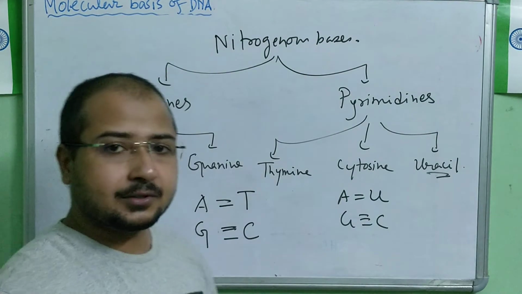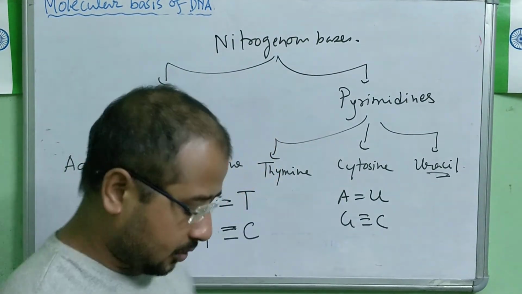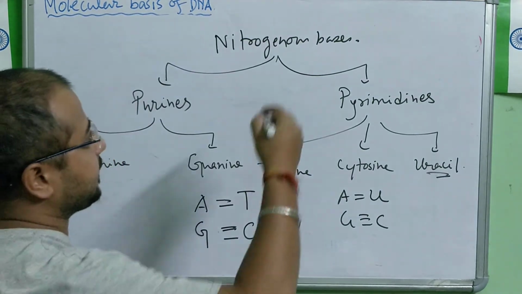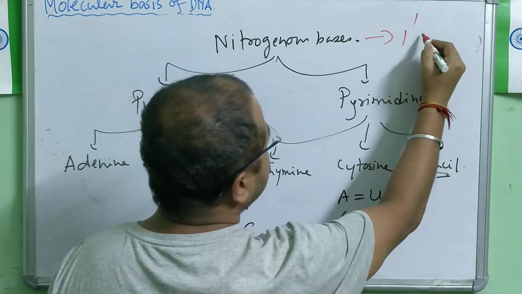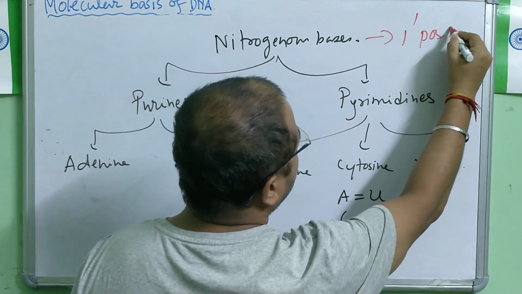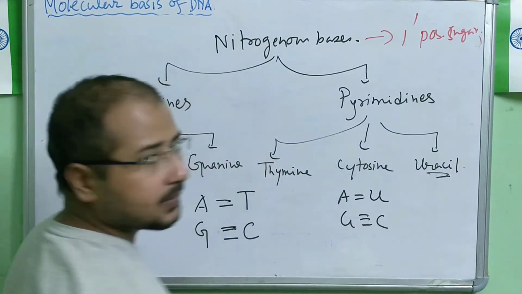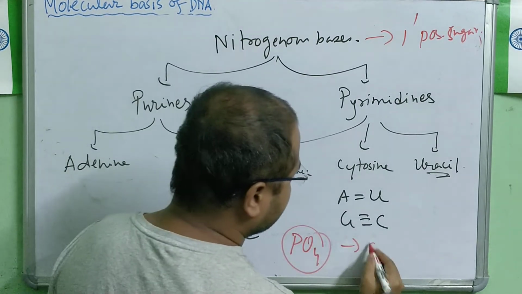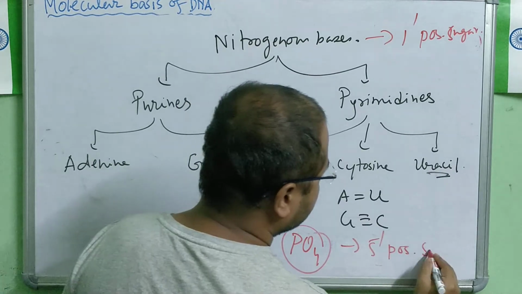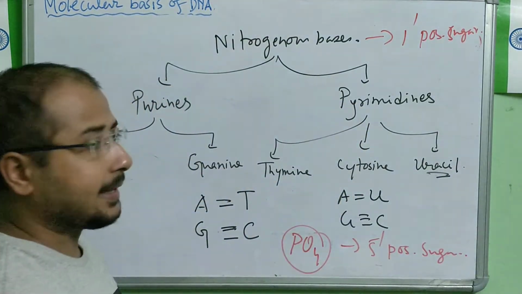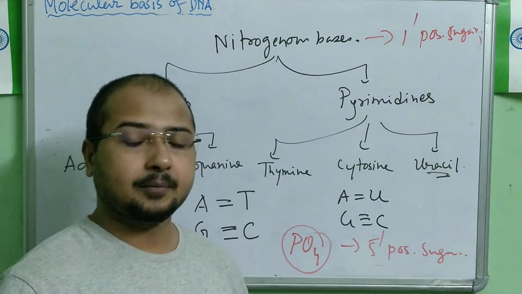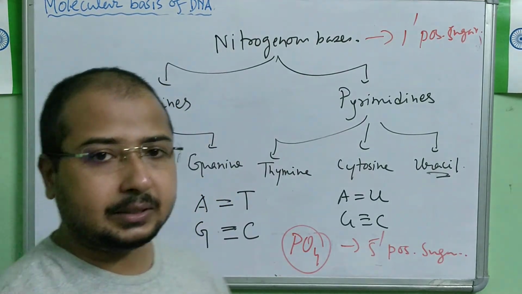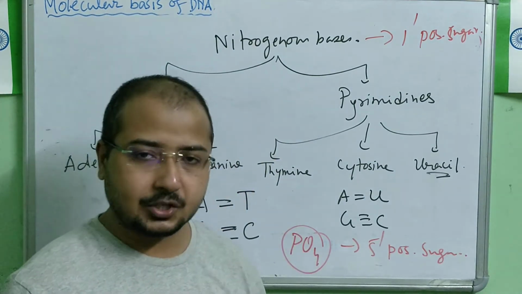And apart from the nitrogenous bases, what is left is the phosphate group, PO4. So the nitrogenous base binds at the 1st prime position of the sugar. Clear? And the phosphate group which is left goes and binds at the 5th prime position of the sugar, and that makes it a nucleotide molecule. I hope you understood these constituents that I have discussed.